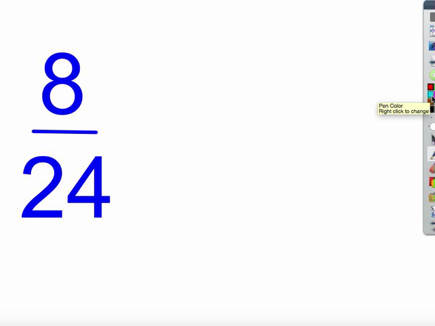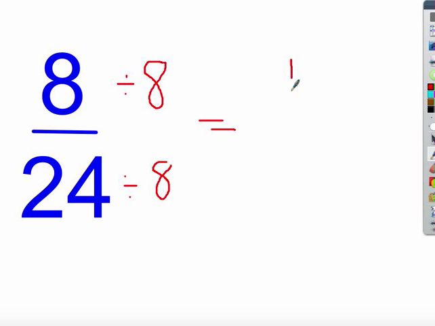8/24. I want to know the biggest number that divides equally into both of these numbers, 8 and 24. Well, if you know your multiplication times tables, you know that 8 can go into both 8 and 24. So we're going to divide the top and bottom by 8. 8 divided by 8 is 1, and 24 divided by 8 is 3. So 8/24 is equivalent to 1/3.